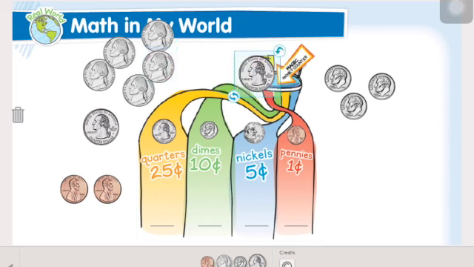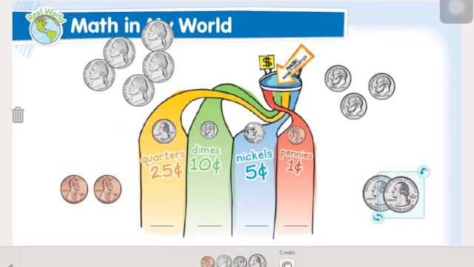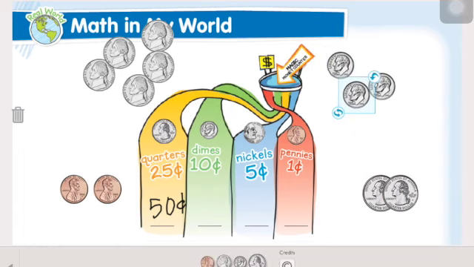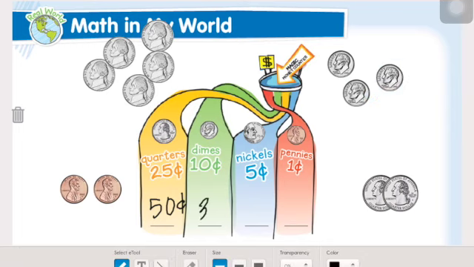Let's start with our quarters. I have 1, 2 quarters. So that equals 25, 50 cents. Make sure you put cents on there. Now let's look at our dimes. We have 1, 2, 3. Dimes are worth 10, so 10, 20, 30 cents. Again, cents. Go ahead and write this in on your page.